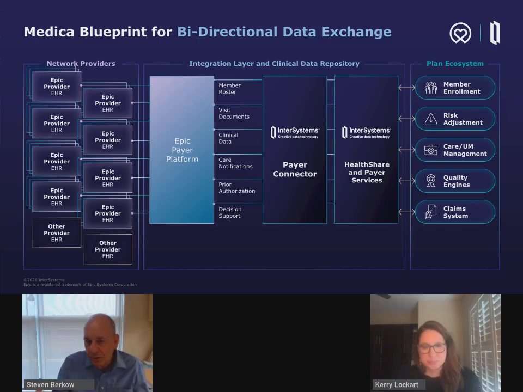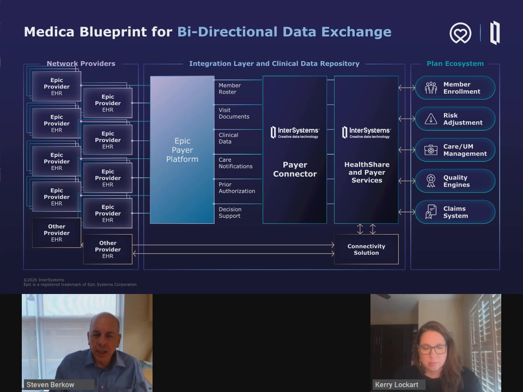Now, I want to put a pin in the clinical data repository. You can see they use STARS, HealthShare. I want to talk a little bit more about, regardless of whether you're using HealthShare or you have a CDR or you want to pair the Medica strategy with other CDRs, what are the requirements you have to meet. But the first thing I wanted to note, which is also in the blueprint, is Medica did want to ensure that providers who were using other EHRs were being included in this ecosystem. So they also licensed a connectivity solution to be able to pull in information from other EHRs and then push that into the clinical data repository.